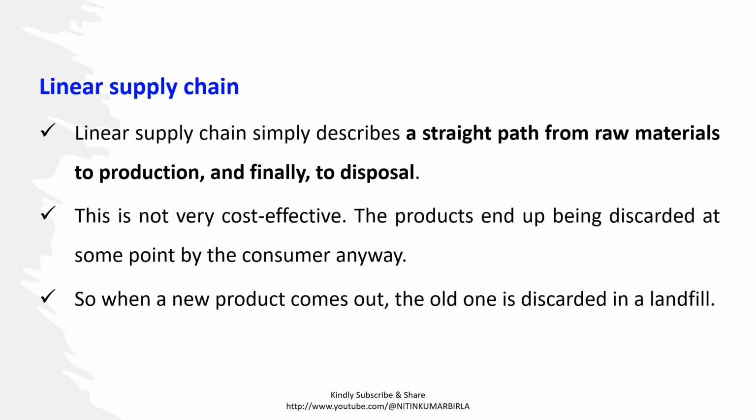What is a linear supply chain? Linear supply chain simply describes a straight path from raw material to production and finally to disposal. A straight line movement. Raw material is processed, product is made, reaches the customer. Once the customer has completed its use, it is disposed of. Correct? Disposed of means disposed of. It is not coming back.